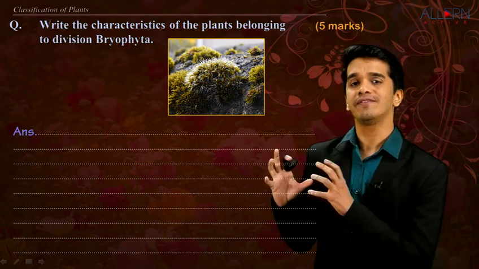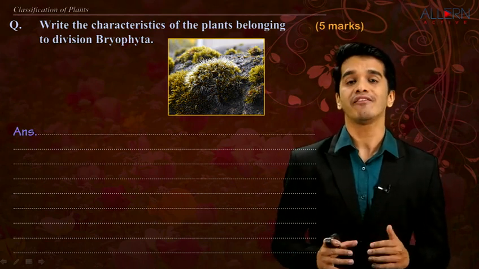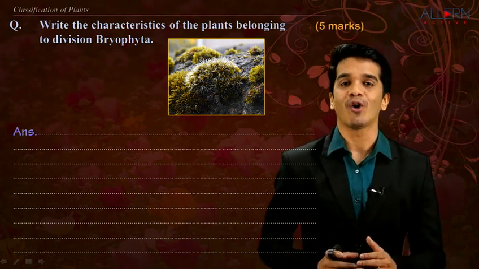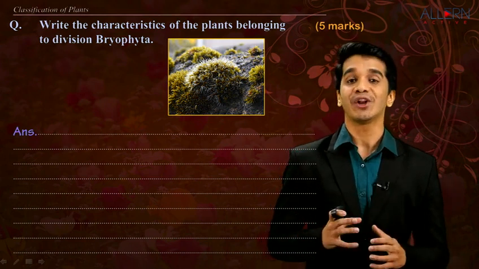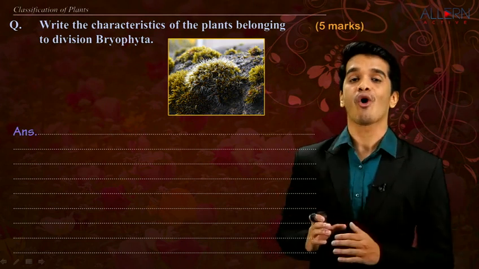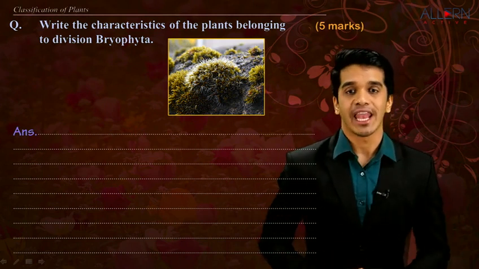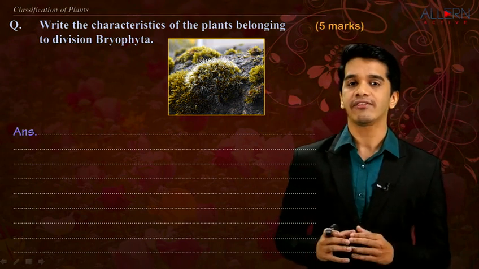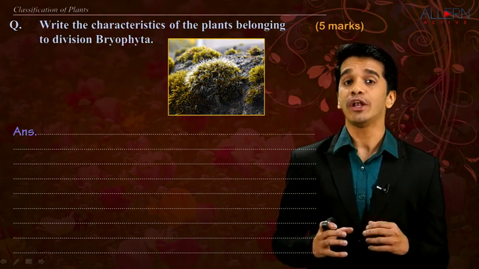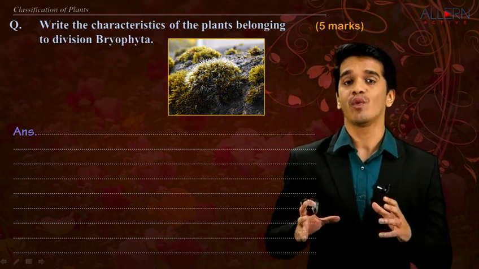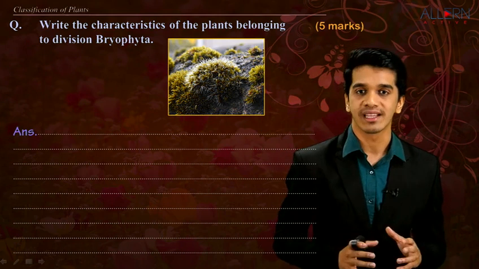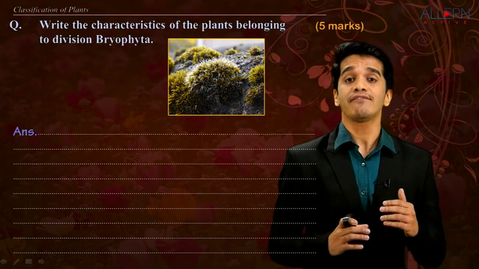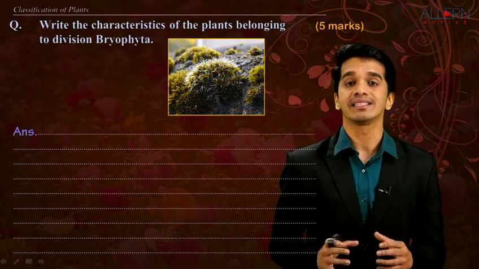Now if you observe this plant over here, can you see the color of the plant is green? Now this color is green because of a pigment called chlorophyll, which is present in chloroplast. That means they perform autotrophic mode of nutrition. Now if you observe this plant over here, do you see any leaf, well-defined stem, well-defined roots? No, they do not possess well-defined leaf, stem and roots. They have leaf-like structure, stem-like structure, or root-like structure. It is called rhizoids.